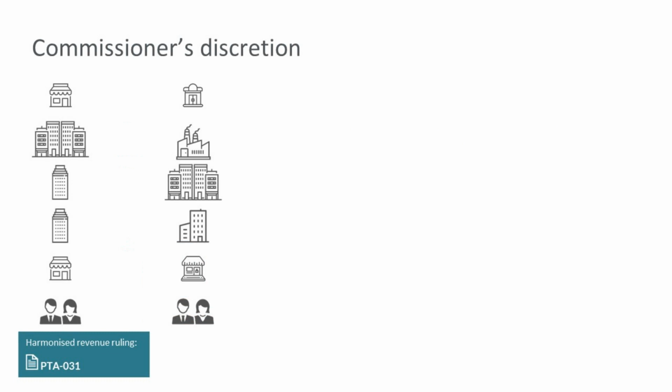Let's take a look at some of those different elements that the Commissioner considers when deciding to exercise their discretion. All of these considerations are detailed in Revenue Ruling PTA 31, which is available at the Payroll Tax Australia website. First, we have trade between the businesses.